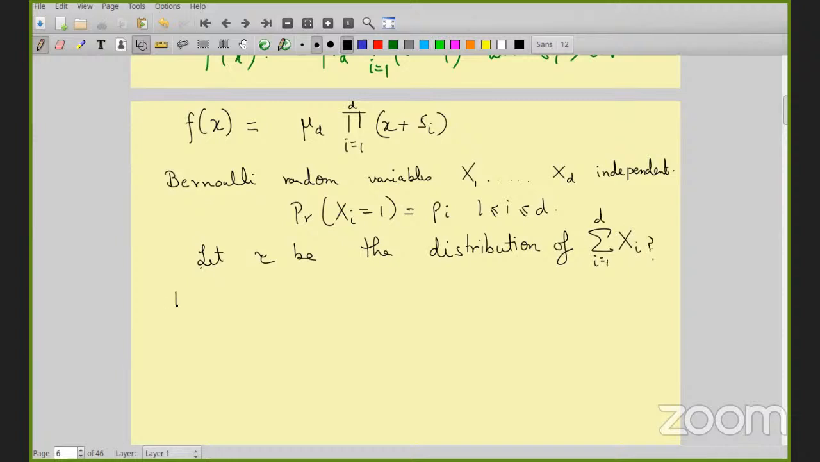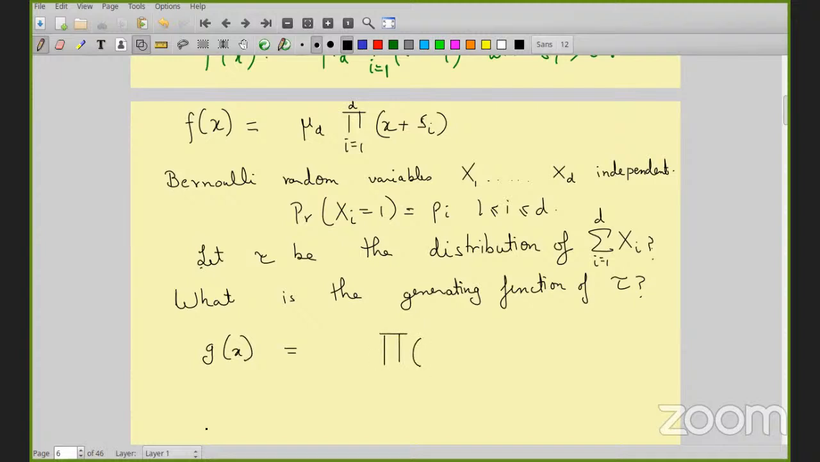So what is the generating function of this? It's the product of the individual ones, and each individual one is p plus (1 minus p) times x. Let's call it g(x). Let me write the expression, because once you write it, it's immediately clear why that's the correct answer. Is this clear? Expand this out and look at the terms for x to the d. Those correspond exactly to the probability that exactly d of the Xi's are 1, because I assumed independence.